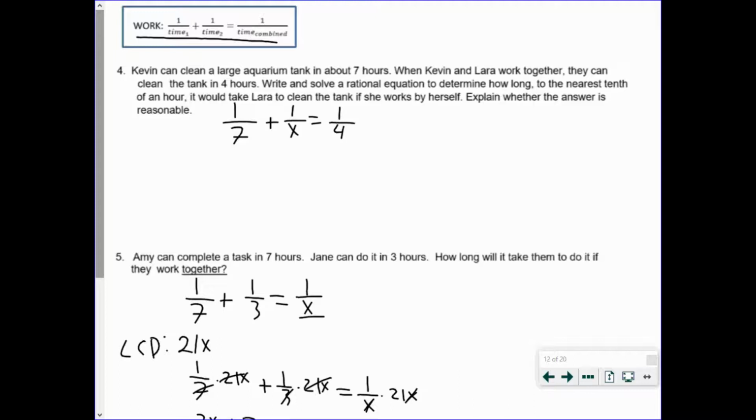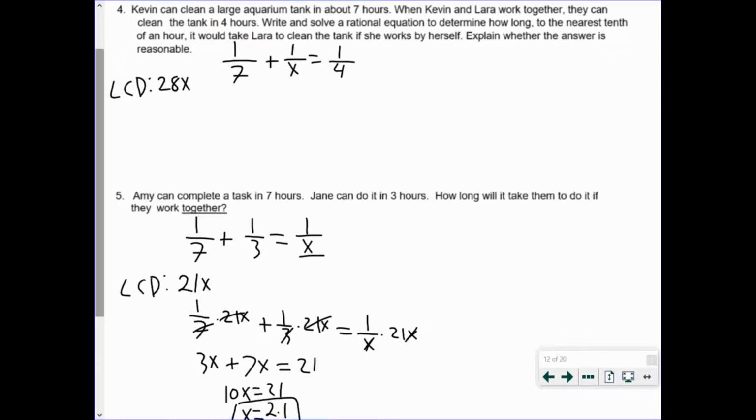So we're going to do the same thing. We need to figure out our LCD. Our LCD in this problem, if you solved it out, is going to be 28x. Like I said, I'm not going to spend too much time trying to figure out the LCD. If you need help with that, go back to the previous video, and that should explain how to figure out your LCD. So we multiply each fraction by 28x.